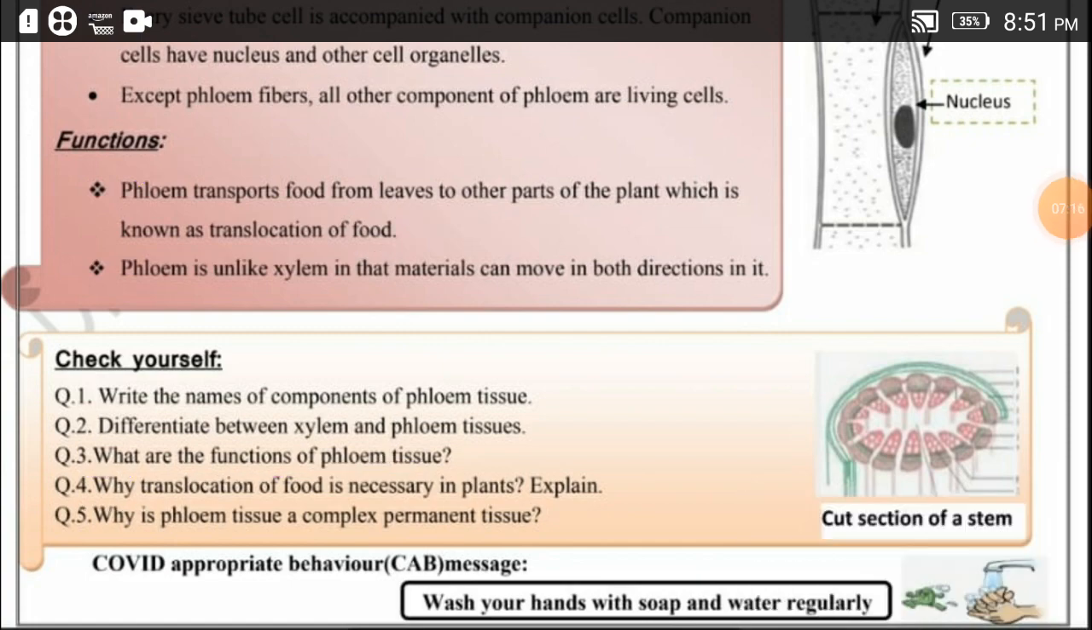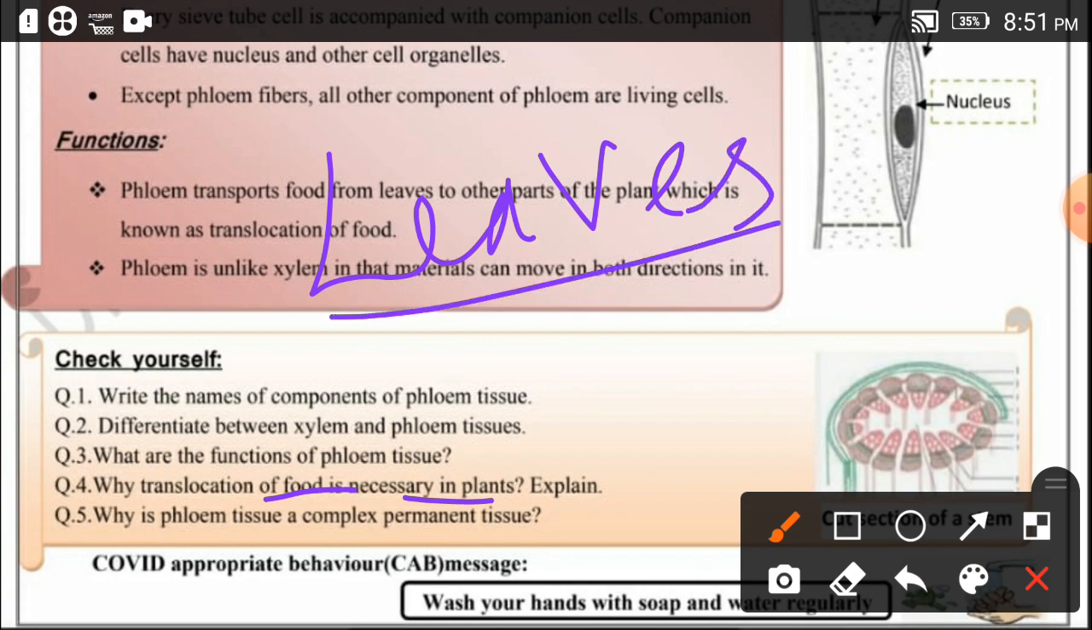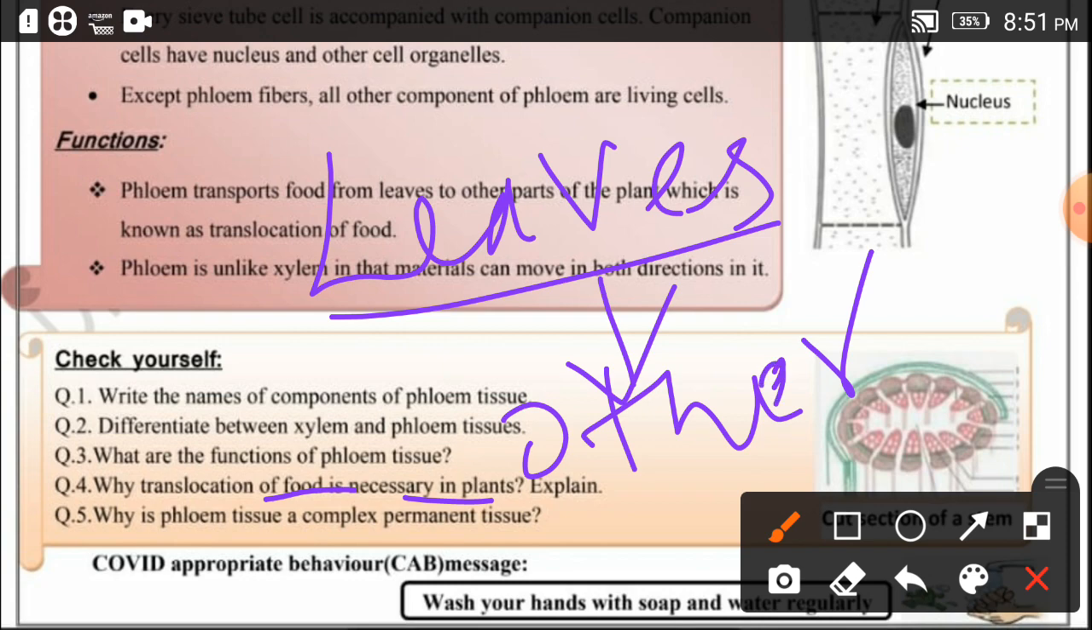And the next question students, why is translocation of food necessary in plants? You can write here, not every part of a plant is able to prepare its food. Food is prepared only in the leaves. So it is very necessary to transport the food prepared by the leaves to all other parts of the plant, because every part of a plant needs food.